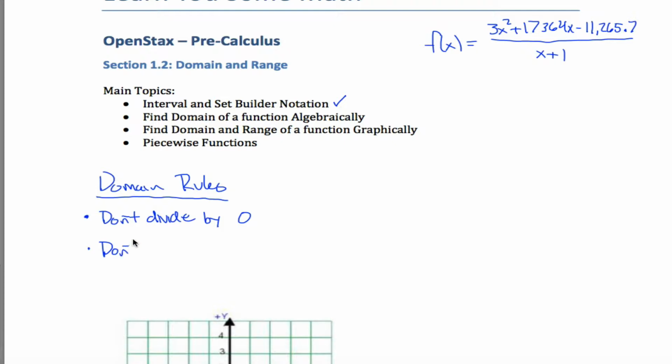There's a second one. Don't take the square root, or if I'm being really careful, don't take any even root. So square root, 4th root, 6th root, 8th root. 3rd root is cool because 3 is an odd number. But any even root, don't take the even root of a negative number.